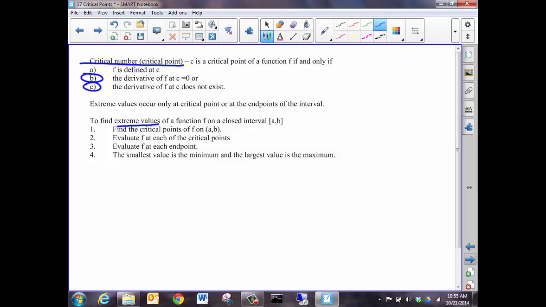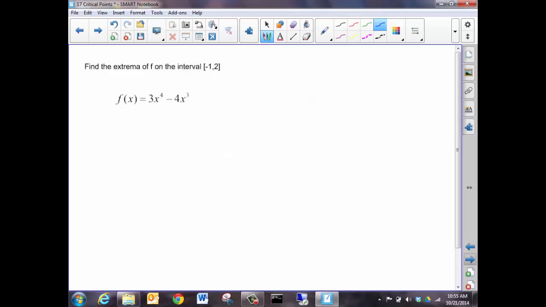Yes, the function is defined. I didn't say that because to me that's kind of obvious. So let's look at what I'm asking you to do here, okay? Find the extreme value. Extrema is another way of saying that, okay? Of the function f on the interval -1 to 2. Okay? What's the first thing we're going to do? Find the derivative. F prime.